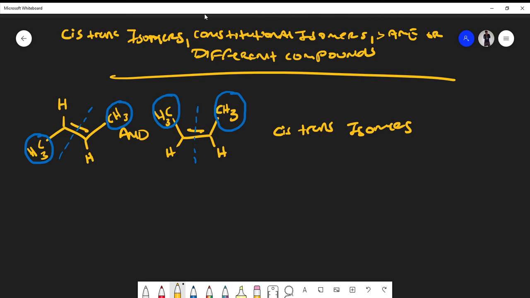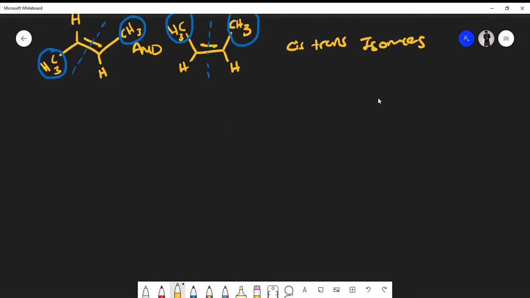Again, you could be mistaking this for constitutional because they both have the same molecular formula. But with constitutional isomers, the atom connectivity is different. With geometric isomers, or cis trans isomers, we are talking specifically about arrangement within space. All right, how about this one? What if you're given this on an exam?